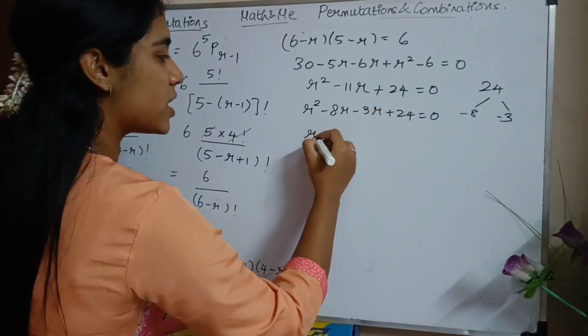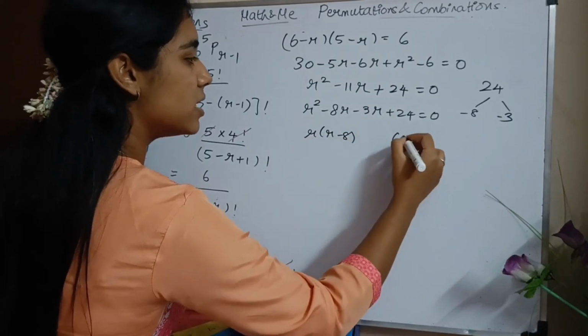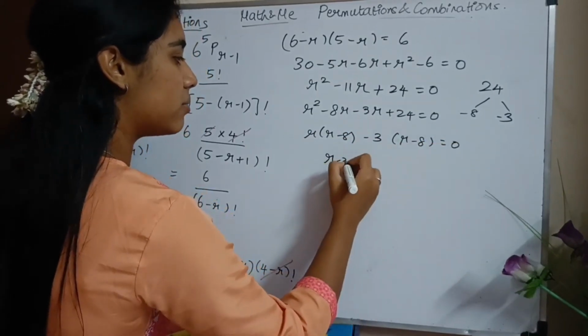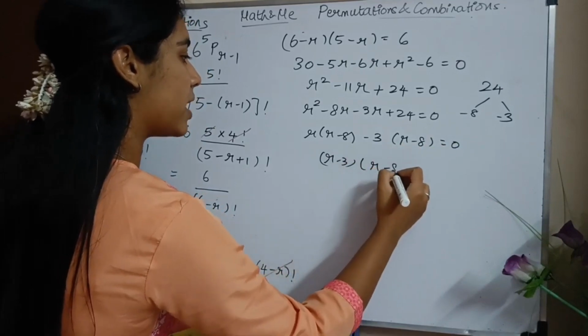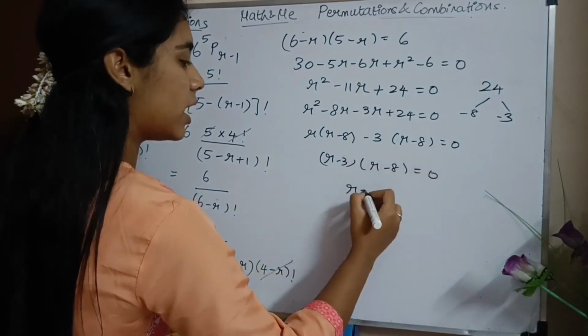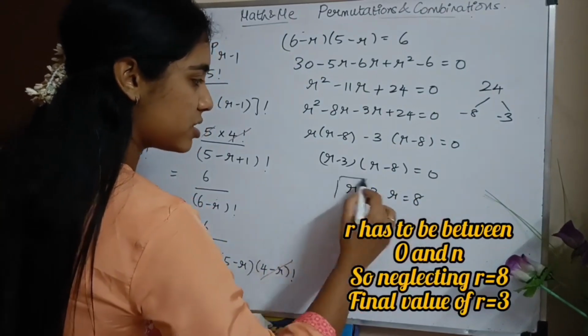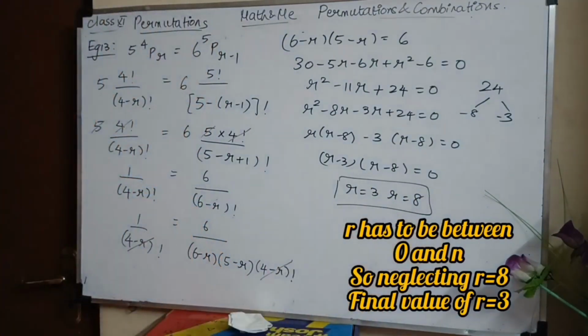Splitting the middle term, r common, next r minus 8. I need r minus 8 here, so I have minus 3 equals 0. (r minus 3)(r minus 8) equals 0. r equals 3, r equals 8. So I have two values for r, which are 3 and 8.